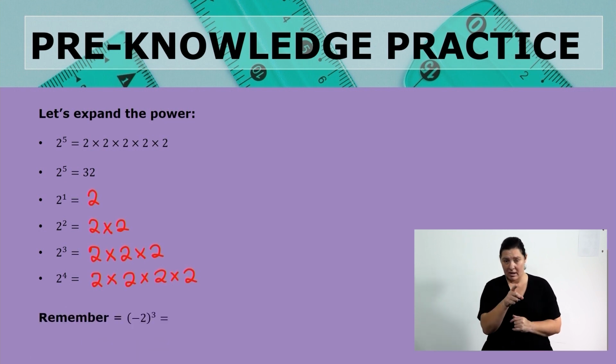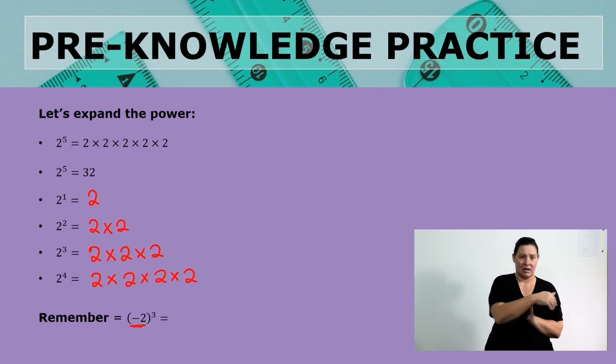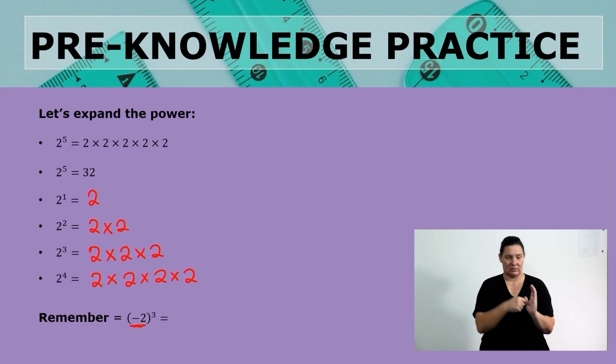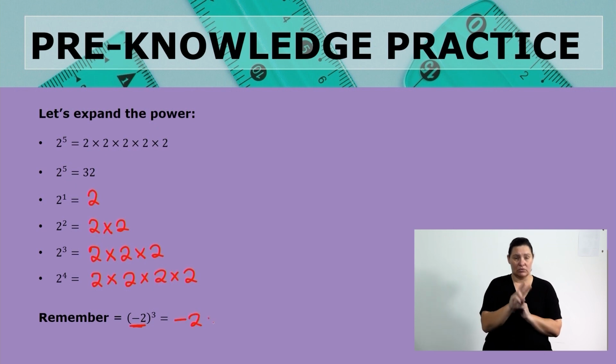Now remember, if we have a negative number as the base, then we have to multiply the whole number by itself. Because the number is in brackets, it means that the negative is included in the exponent 3. So we say negative 2 multiplied by negative 2 multiplied by negative 2, and that is going to give us an answer of negative 8.